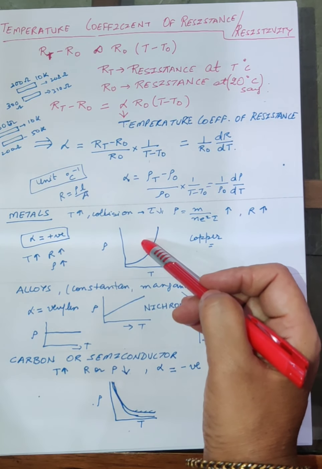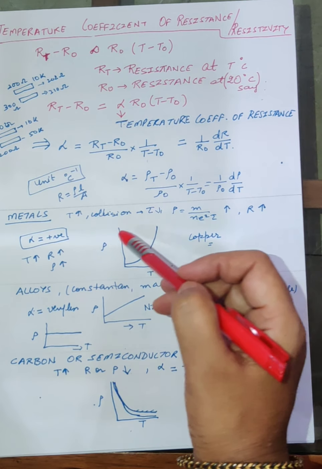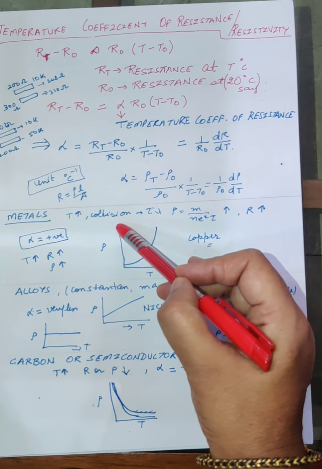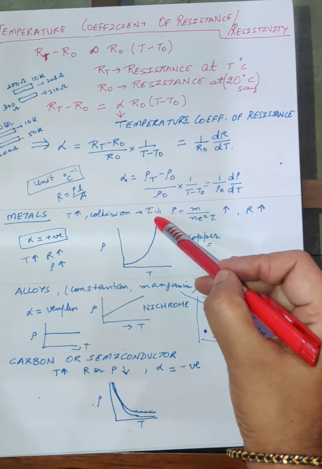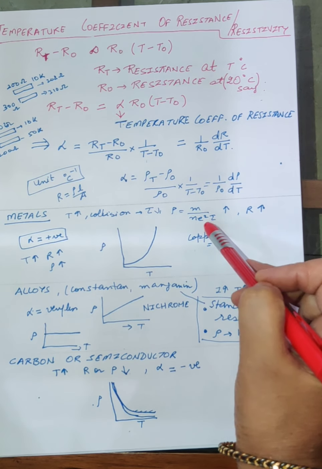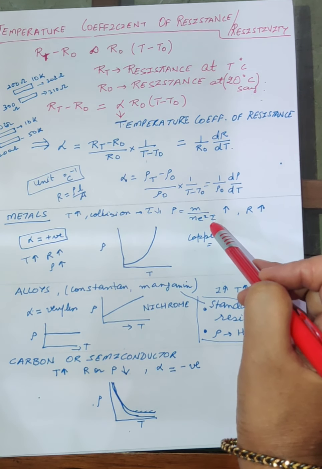As we did in the previous mind map class, as you increase the temperature, what will happen? The collisions will increase, and as the collisions increase, the relaxation time will decrease. And as the relaxation time decreases, you will find that rho is inversely proportional to tau.